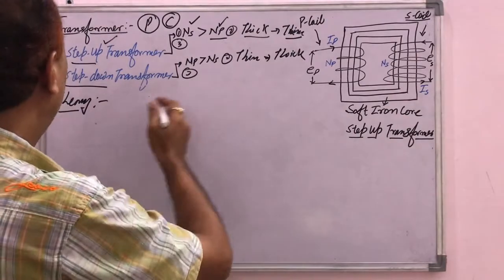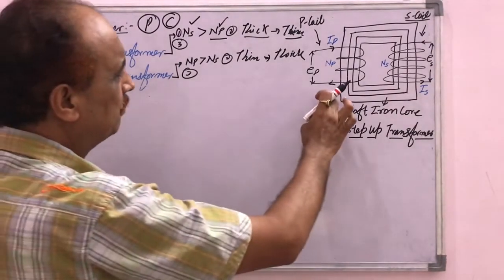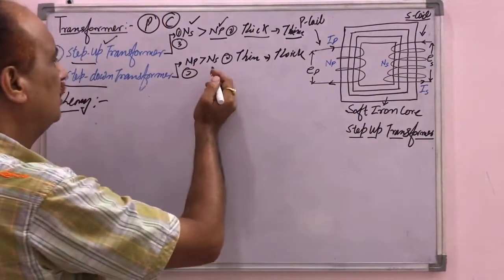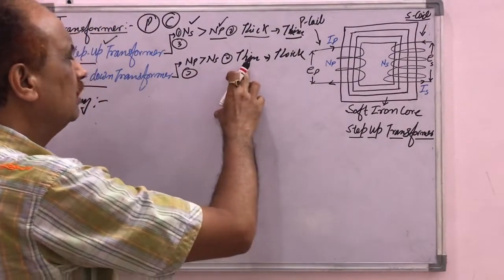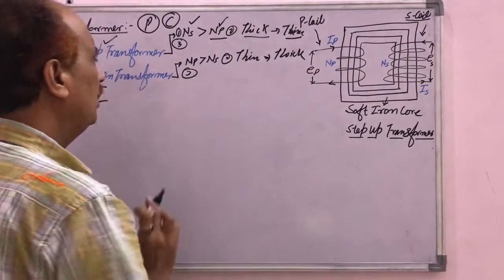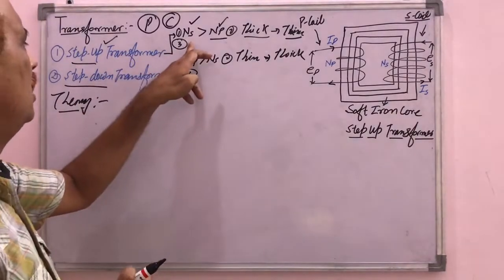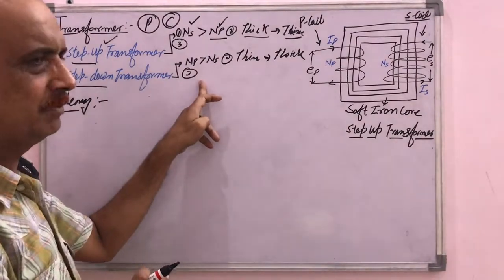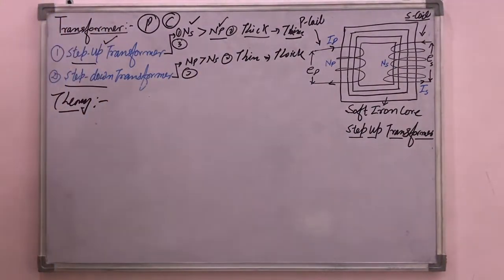Just opposite to that, in the step down transformer, the number of turns in the primary coil is greater than the number of turns in the secondary coil, that is NP greater than NS. Thin wire is used in the primary coil and thick wire is used in the secondary coil. Next, a step up transformer converts low voltage into high voltage, and a step down transformer converts high voltage into low voltage. So these are the differences between them.